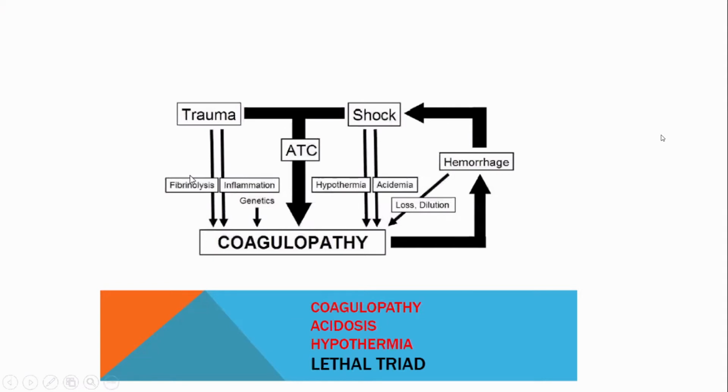Trauma leads to fibrinolysis, inflammation, and similarly hemorrhage leads to shock, hypothermia, acidosis, and hemodilution. These all lead to coagulopathy, and these three things are under the lethal triad: coagulopathy, acidosis, and hypothermia, and these together constitute the lethal triad. And if the patient has coagulopathy, if the patient has acidosis in ABG, and the patient has hypothermia, likely the patient will have less chance of survival.